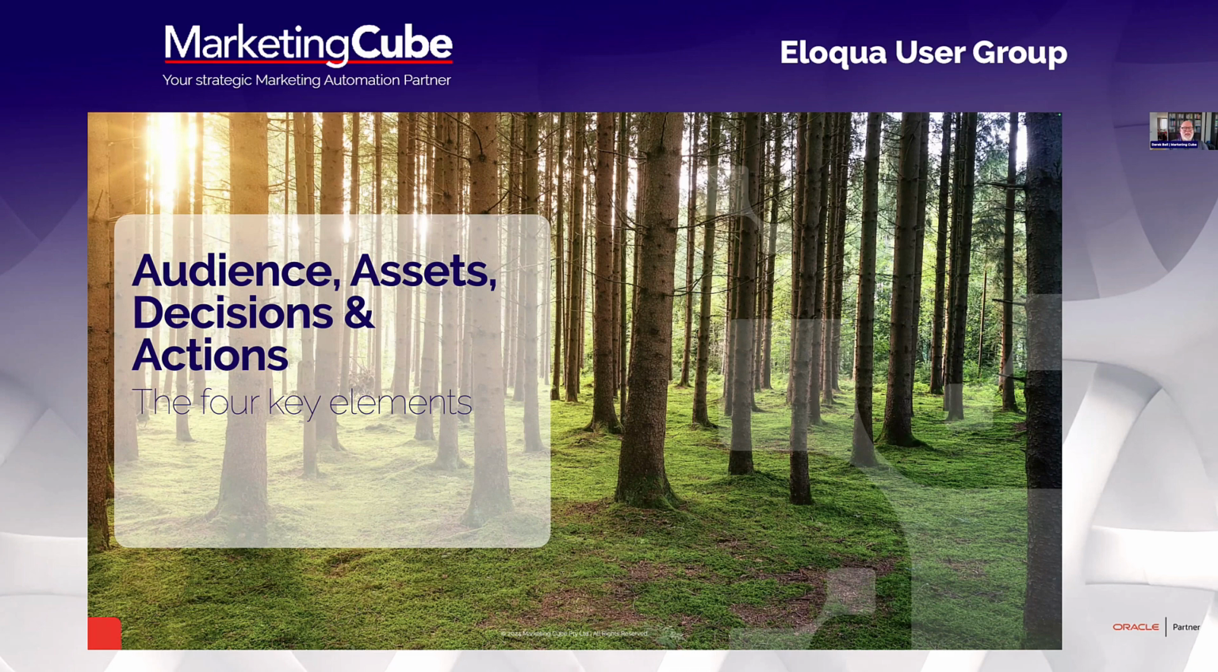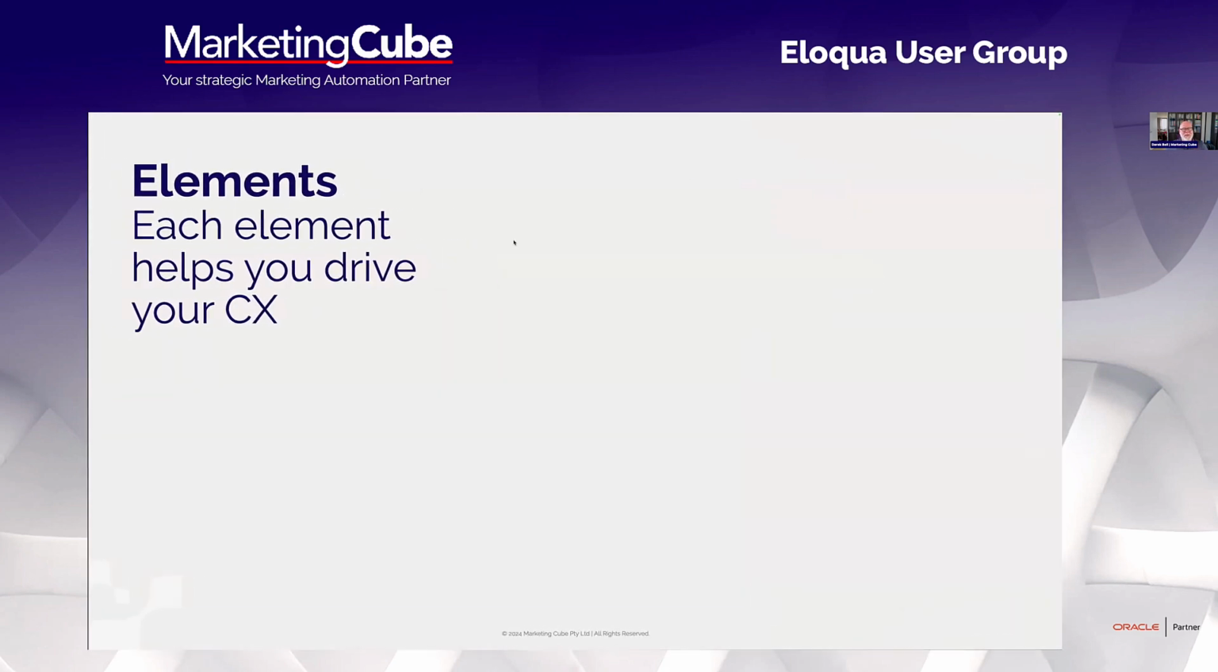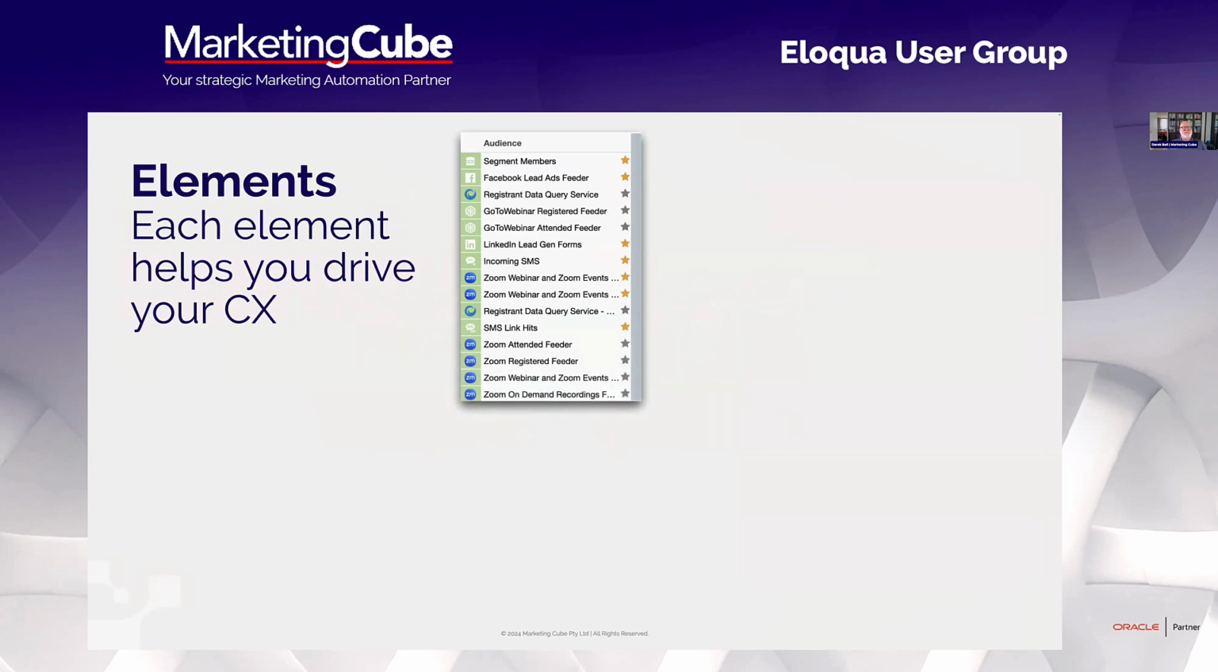Then we make decisions. So did they open an email? Did they click? Did they submit a form? Most of those decisions will have a yes/no response. Once you go down a yes or a no direction, the next step is to take an action. That action can be a whole range of things, so let's have a look at what they might be. Each element really helps you drive the CX.